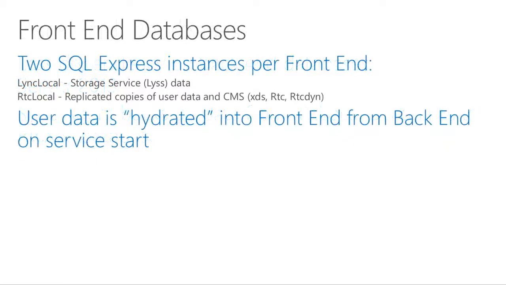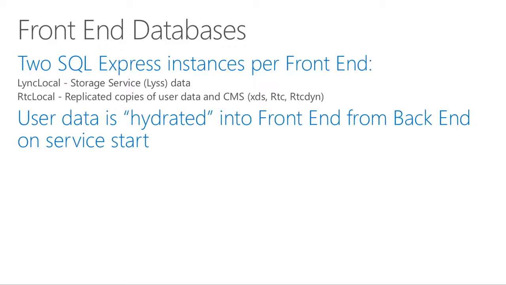Okay, the next one is front-end databases. So we talked about what sits in the back end. There's also SQL Express databases now on the front-end servers. And the two instances that are there are Lync local, which stores storage service data, and the second is a really important one, which is RTC local, and that holds the replicated copies of user data and the CMS.